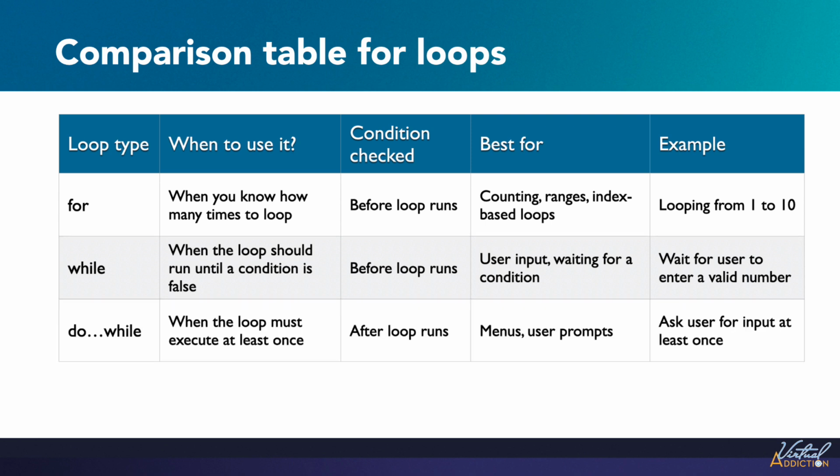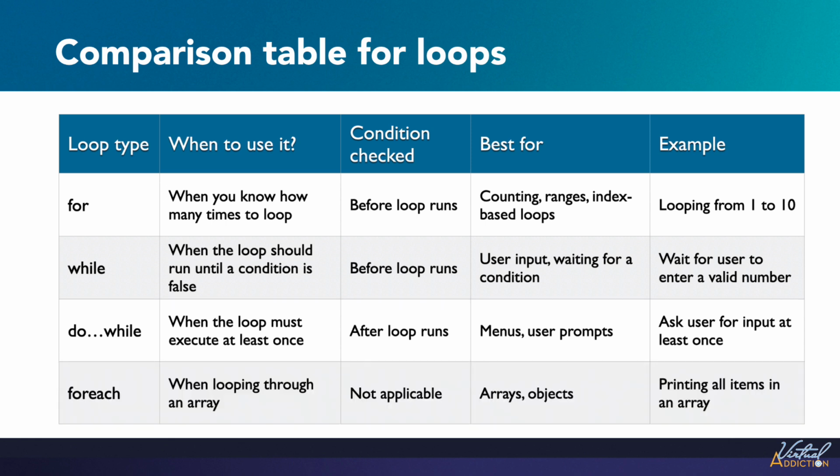The do while loop is going to be used when the loop must execute at least once. The condition is checked after the loop runs, which is why it will run at least one time. This is best for menus and user prompts. An example would be if we ask a user for input at least one time. The foreach loop is used when looping through an array. The condition is not really applicable in this case, and it is best for arrays and objects. An example would be printing all items in an array.